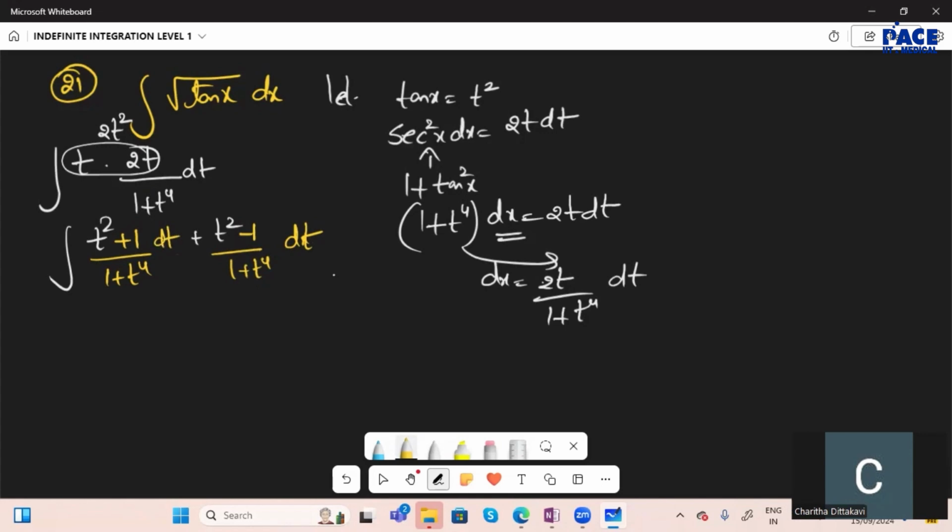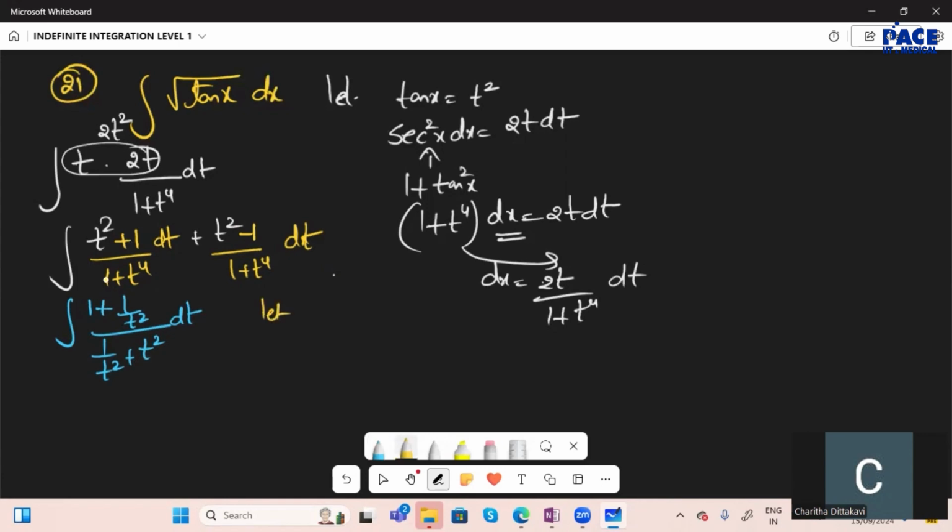Now, which form is the first part looking like? If I divide by t^2, see what problem we have done earlier. t^2 plus 1 is there, and 1/(1 + t^4) is there. Hence, what do we need to do? Divide each and every term by t^2. You will end up with (1 + 1/t^2) by (1/t^2 + t^2) dt. Now, what is a suitable replacement here?